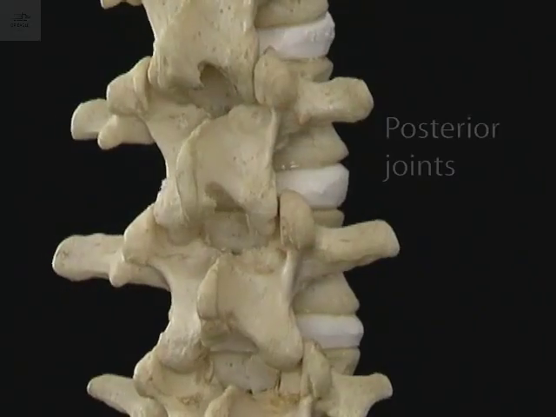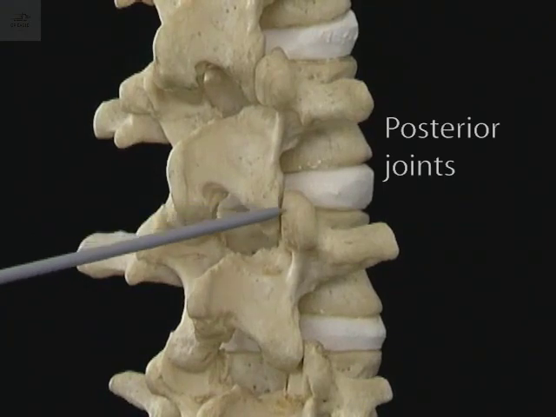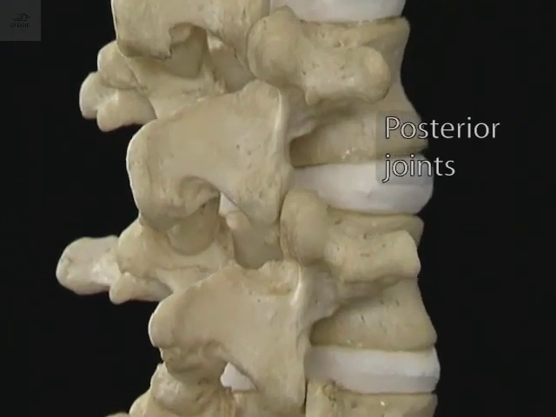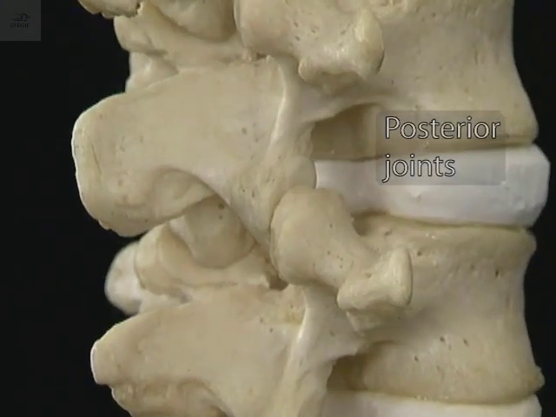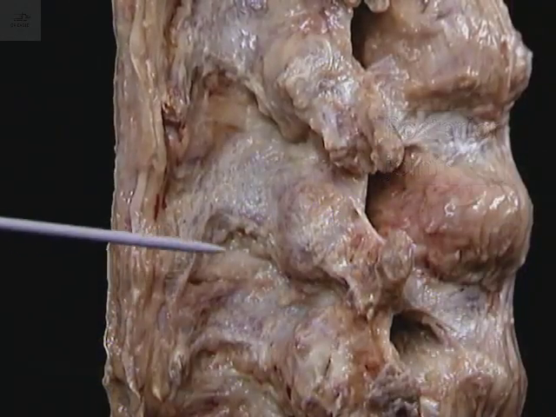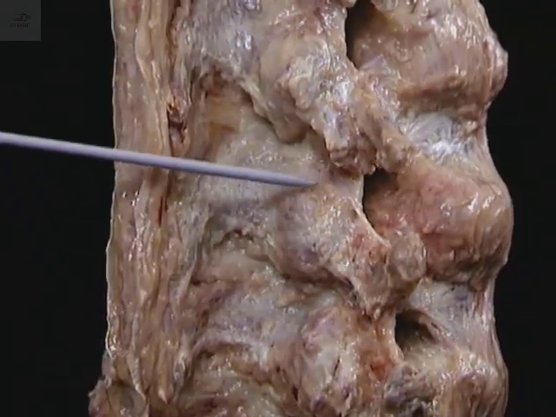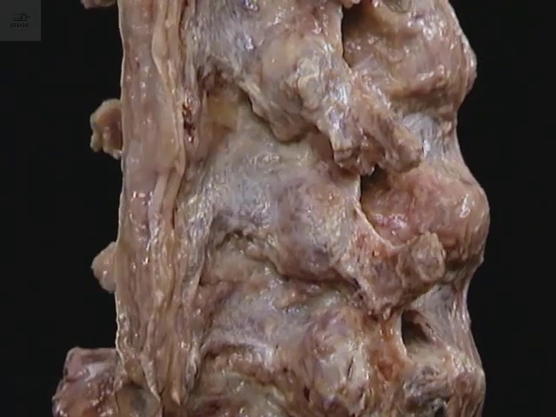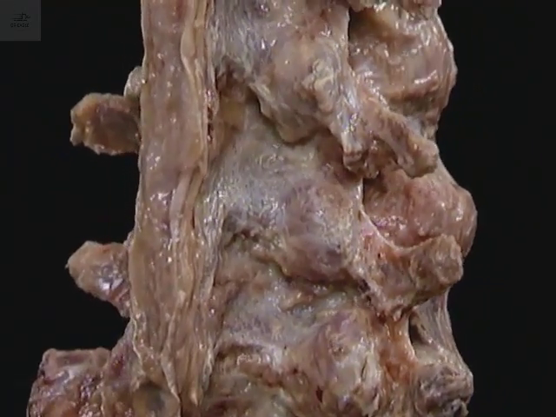Each vertebra is attached to its neighbors not only by the intervertebral discs and the ligaments that we've seen, but also by the joints between the articular processes, the posterior joints. Each posterior joint is surrounded by a capsular ligament, which is loose enough to permit the small amount of movement that occurs between any two vertebrae.